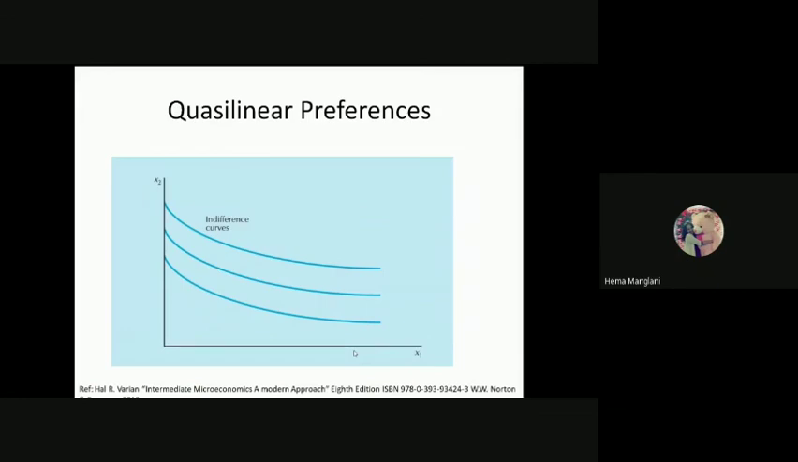Now we'll talk about quasi-linear preferences. Shall I continue or should I take this topic tomorrow? Tell me if it is getting to be a burden on you.